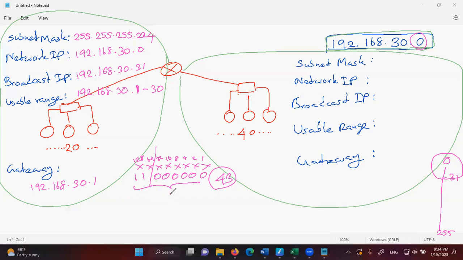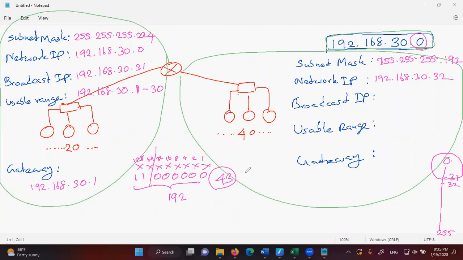If we convert this to decimal, this is 192. So the subnet mask for the second network will be 255.255.255.192. Network IP: we have already used 0 to 31. So for the second network, the next number will be 32. That is the smallest number in the network. So then 192.168.30.32 is the network IP. That is the first IP address of the network.